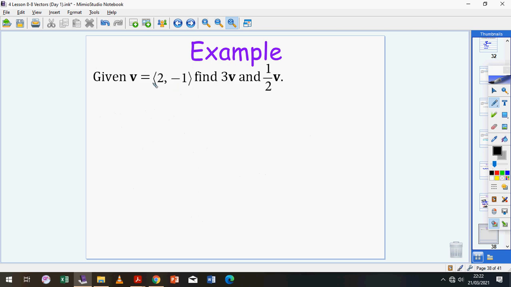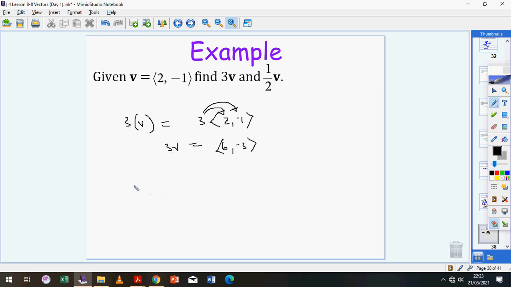Given v is equal to this, can I find 3v and half of v? Yes. For 3v, I'm simply multiplying this vector by a scalar, so I'll multiply everything by the same number. So 3v will be 3 multiplied by this vector, (2, negative 1). 3 times 2 is 6, and 3 times negative 1 is negative 3. So that will be (6, negative 3). That's my new vector, that is 3v.